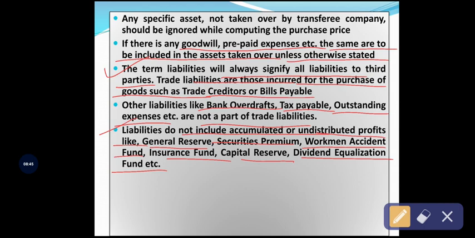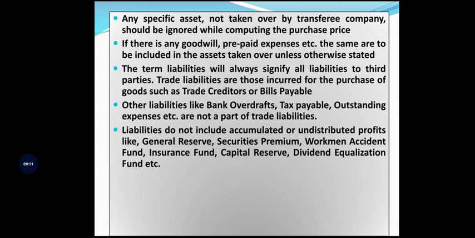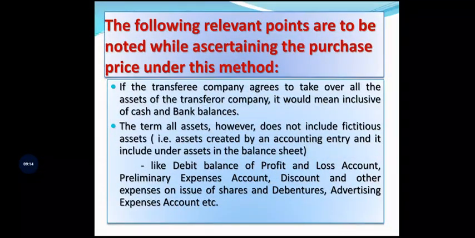If there are any undistributed or accumulated profits like general reserve, security premium, workmen's accident fund, insurance fund, capital reserves and dividend equalization fund, we should not consider them for the calculation of purchase consideration. These are the important points under the net asset method or net worth method. Keep all the points in mind, then it will be easy to calculate the purchase consideration under the net asset or net worth method. It is very important for your 6 marks question.